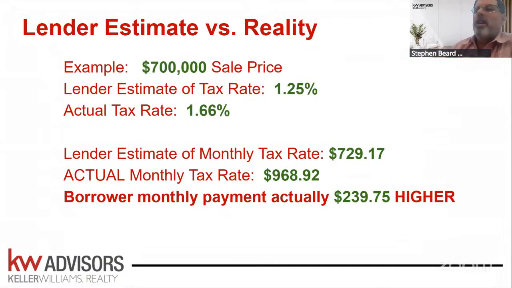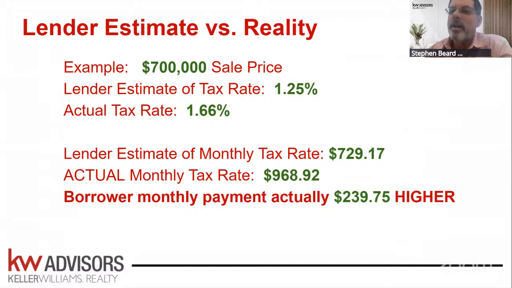The bottom line here is when you are working with a lender, especially one you don't know, make sure that they are basing your borrower's monthly tax cost, whether they have an impound account or not, on the true tax rate as revealed in the NHD report, not on some arbitrary estimate. Does that make sense? Any questions about it?